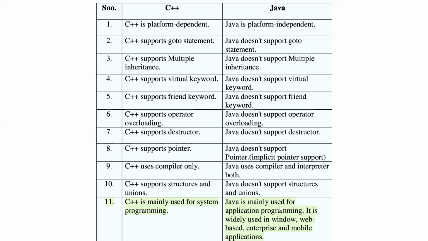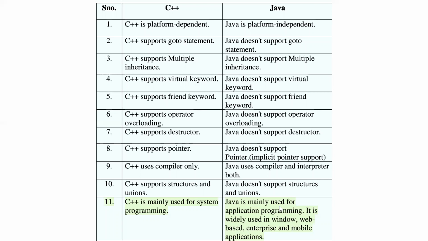C++ supports the virtual keyword, Java doesn't support the virtual keyword. In C++ we can use a friend keyword, Java doesn't have that. C++ supports operator overloading, whereas Java doesn't support operator overloading, but we can perform method overloading. C++ supports destructors, Java doesn't support destructors because we have automatic garbage collection. C++ supports pointers, Java doesn't support pointers explicitly, but implicitly we can use them.